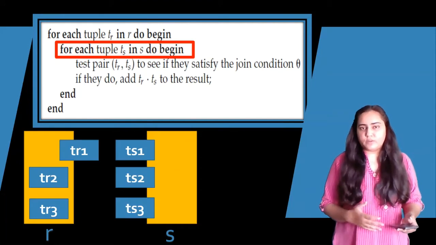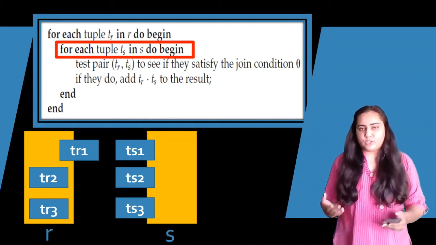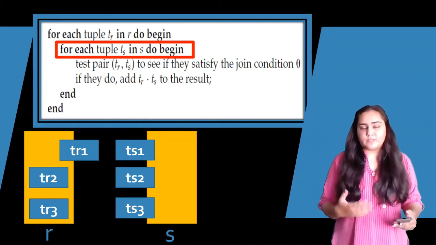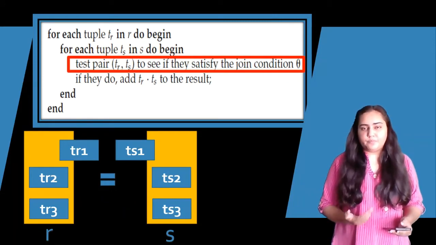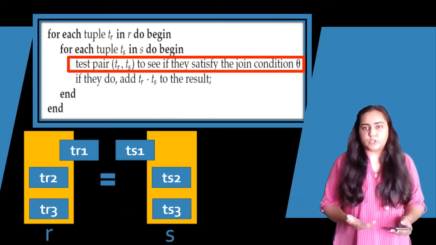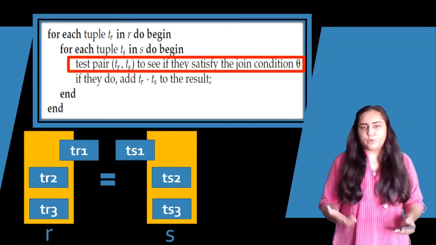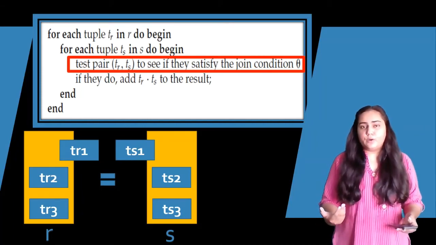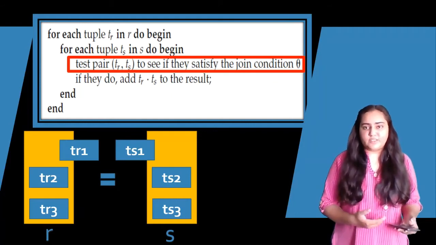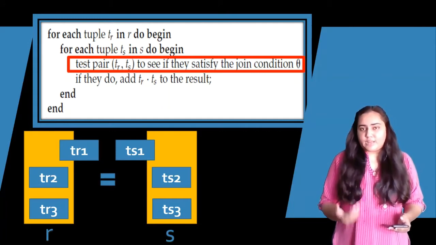And so I've picked all three because I need to match all three with one tuple of R, and then I have to match all three with the second tuple of R because it's a nested for loop. Now the next line says to match these tuples with each other to see if they satisfy the join condition theta. Now this theta join condition could be anything. For example, you could be trying to match one column of R with another column of S, or you could be trying to check if one column of R is greater than another column of S, and so on. So this condition could be anything.